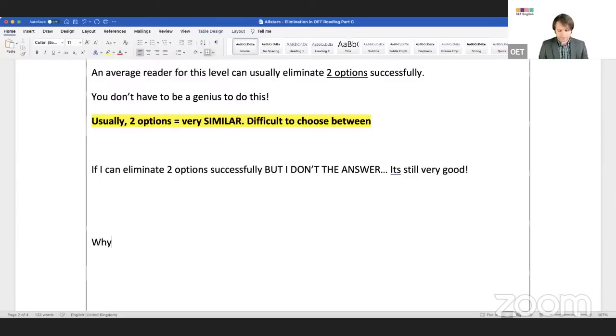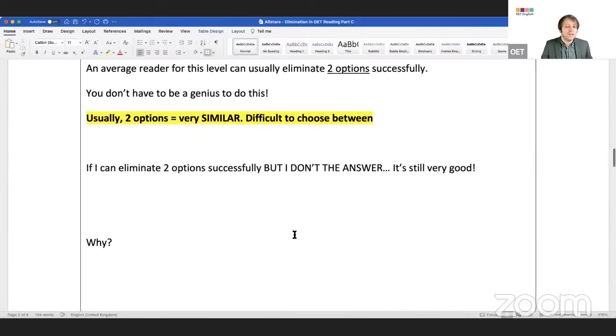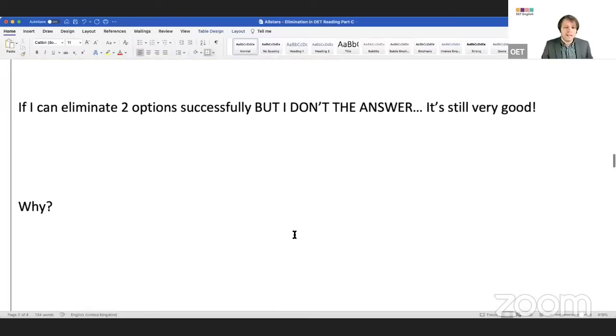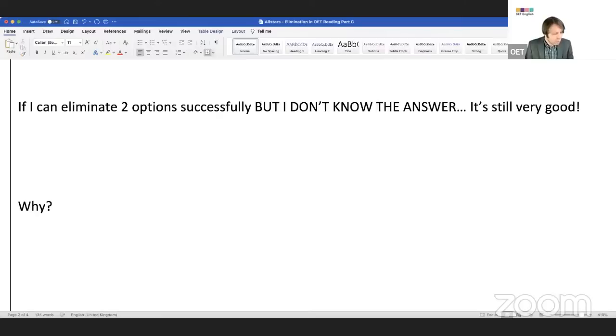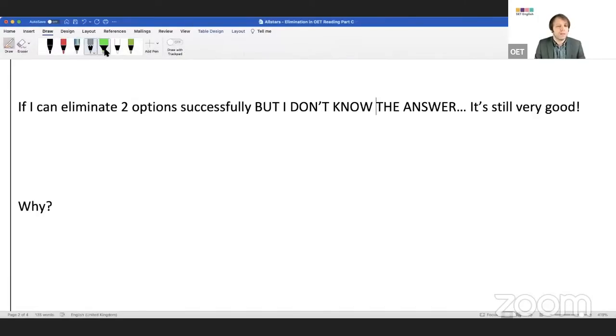Can anyone tell me why, even if I don't know the answer? Could be A, could be, don't know, got no idea. They both seem to be the same. But I've eliminated two options. If I can eliminate two options successfully, but I don't know the answer, it's still very good. Why is that, guys? We will show an example very shortly, Sainu. Can anyone tell me why it is good if I can eliminate two?